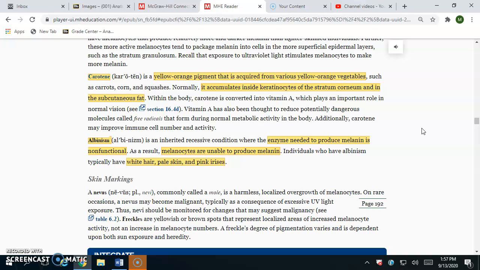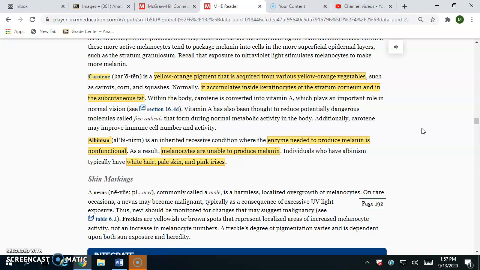And then they might have pink irises, and that's only because melanin is responsible for the color of our iris, whether it's blue or brown or hazel. But if there's no melanin in there, so we don't get brown or blue or hazel, then all you can really see is the blood vessels behind the iris, and that's what makes it look pink colored. So that is a disorder caused by a gene problem.